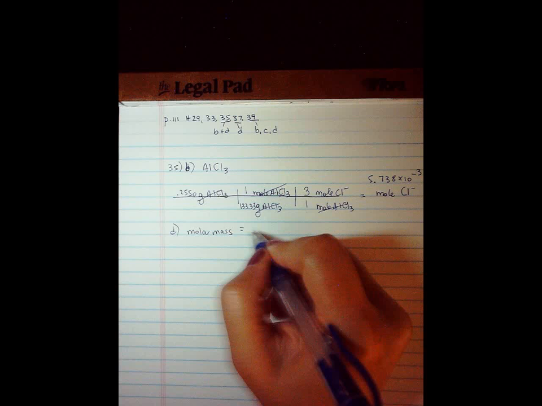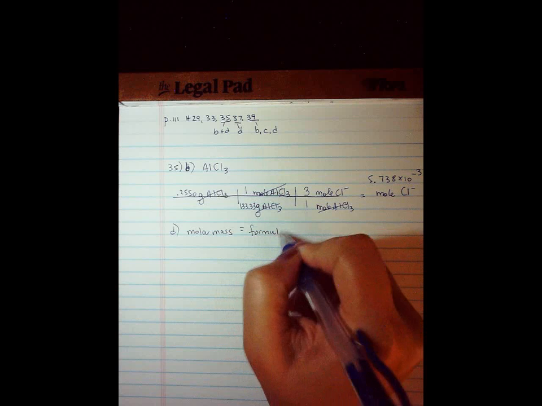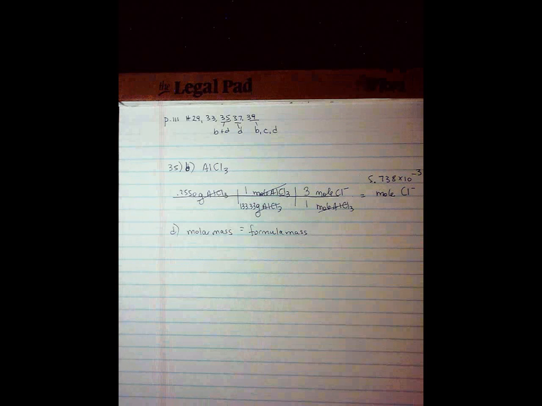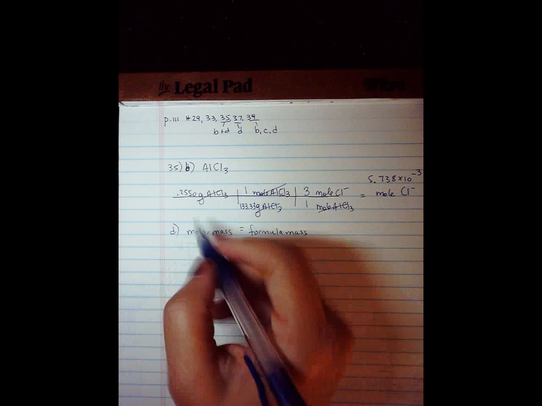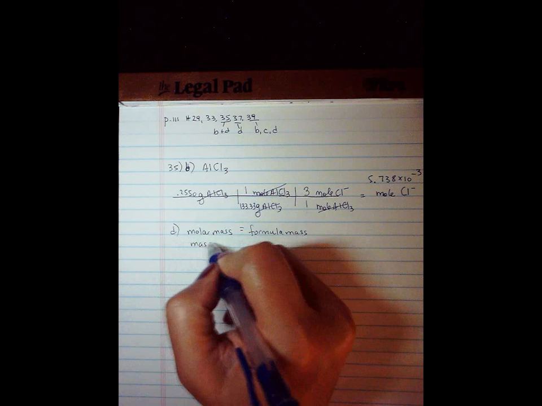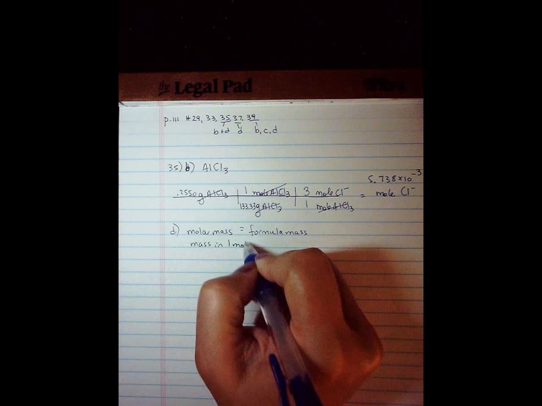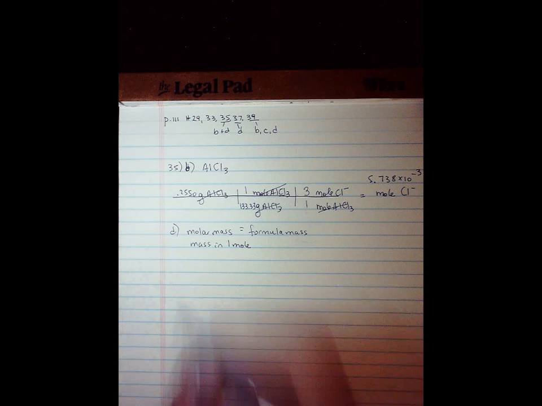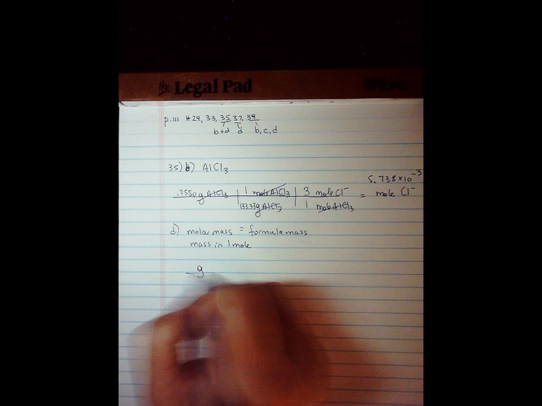When you calculate the formula mass from the periodic table, you're calculating a molar mass. So by definition, the molar mass is the mass in 1 mole, right? Isn't that what a formula mass tells you? The mass of a substance based on its formula in 1 mole? What are the units for molar mass? The units are grams per mole.